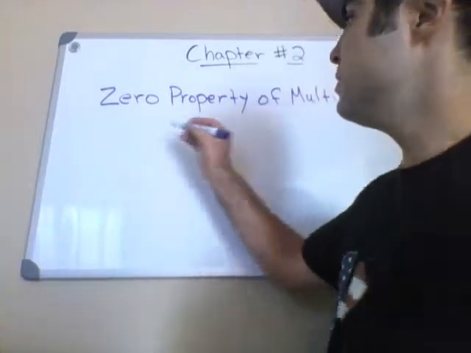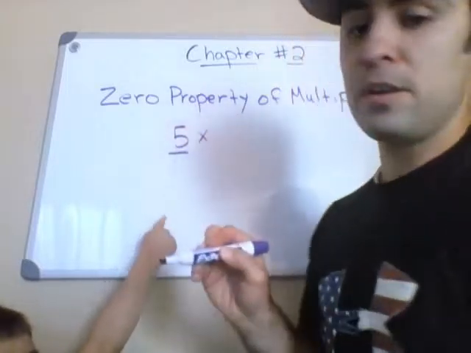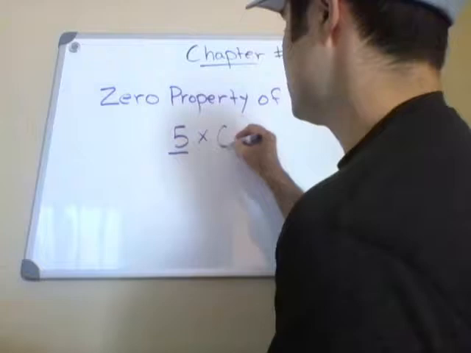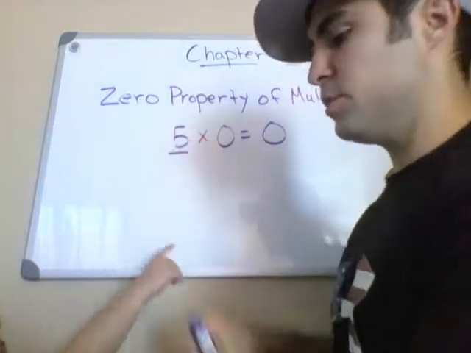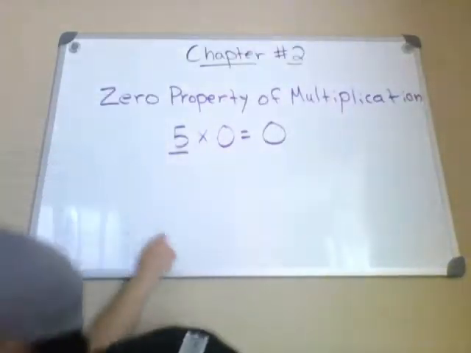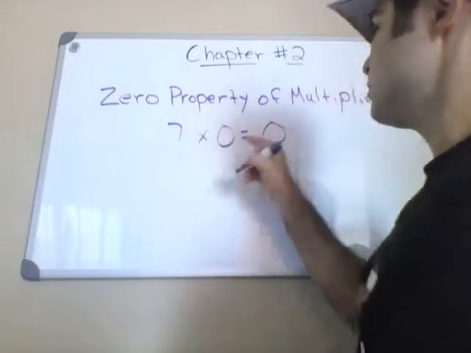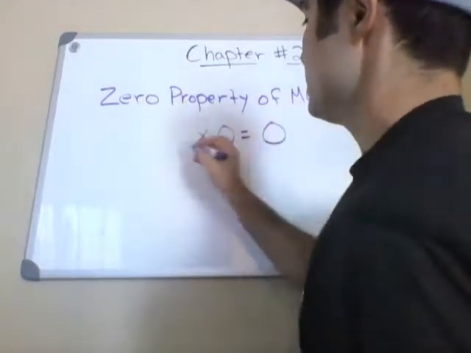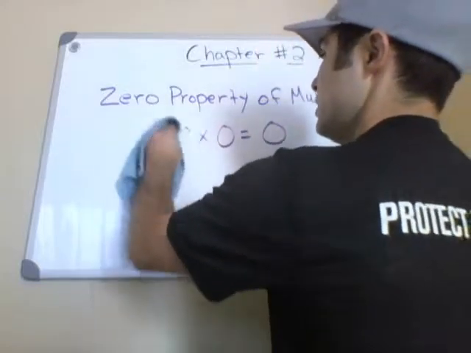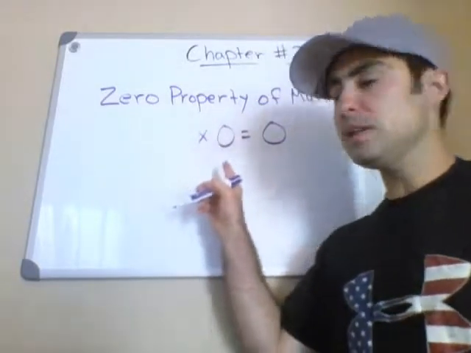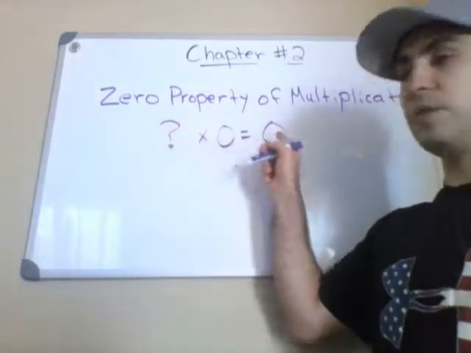Zero property of multiplication basically means that if you take a 5, or any number for that matter, and multiply by 0, you're going to get 0. And this right here could be anything. It could be 7. You still get 0. It could be 100, and you would still get 0. The rule is anything times 0 is 0.